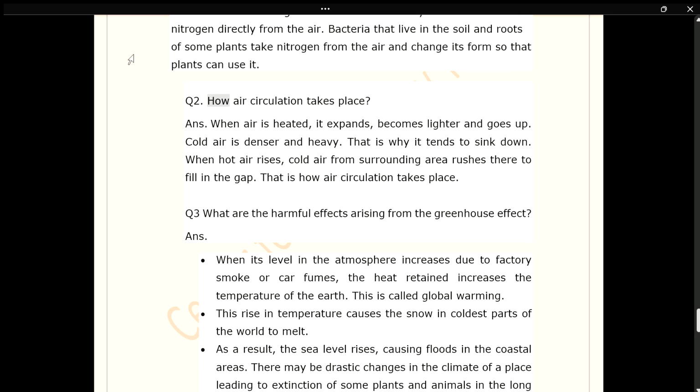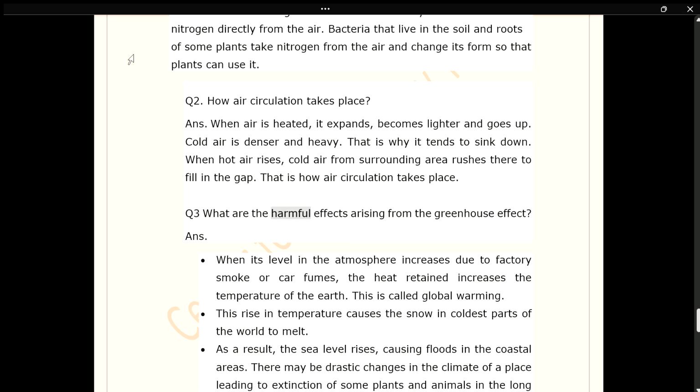Q2. How does air circulation take place? Ans. When air is heated, it expands, becomes lighter and goes up. Cold air is denser and heavy. That is why it tends to sink down. When hot air rises, cold air from the surrounding area rushes there to fill in the gap. That is how air circulation takes place.